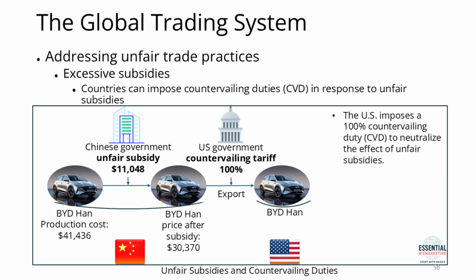To correct the subsidy's effect, the U.S. takes action. The U.S. government responds by imposing a 100% countervailing duty on BYD exports. This penalty is designed to cancel out the price advantage created by the $11,048 Chinese subsidy.